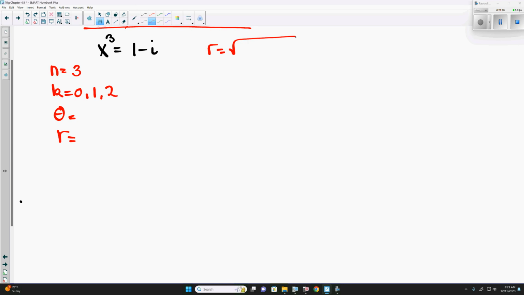Well, r is going to be the square root of a squared plus b squared. a in our case is 1. b in our case is -1. Well, 1 squared is 1, -1 squared is also 1, and 1 plus 1 gives us 2. So r is the square root of 2, and we'll have to rationalize that out here in a minute when we take the cubed root of it.